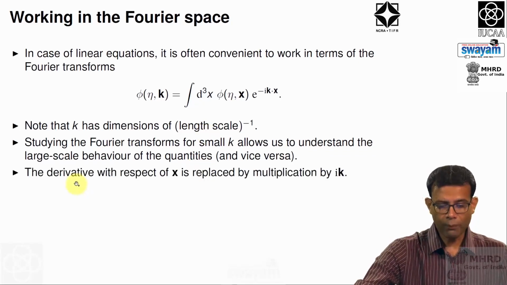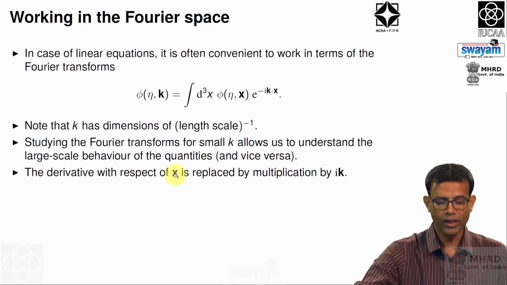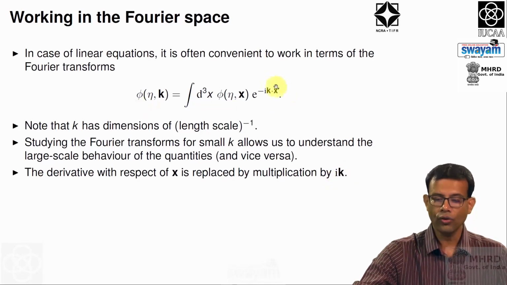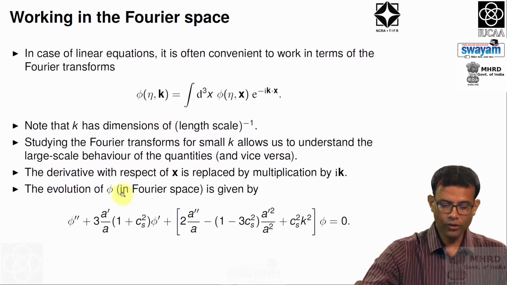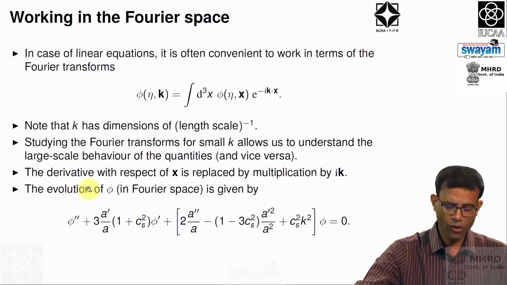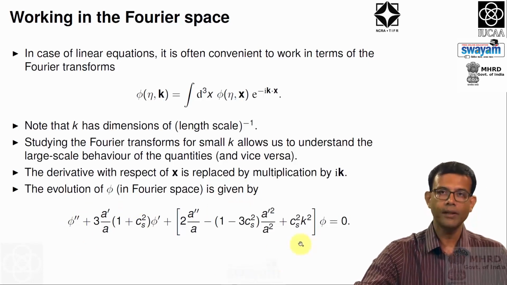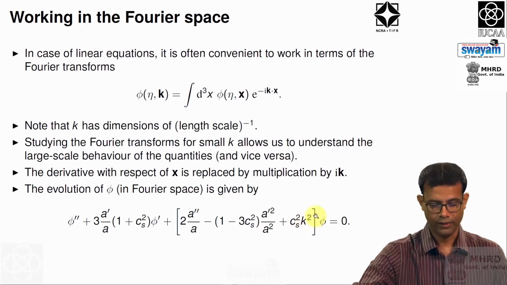Now, if we go back to the previous equation, the derivative with respect to the position coordinate x will be replaced by a multiplication by a factor i times k, which is very easy to show from the definition of the Fourier transform. The evolution of this potential in Fourier space is then given by almost the same equation, except you will see the del square term has been replaced by a term containing k square. You can see it here.